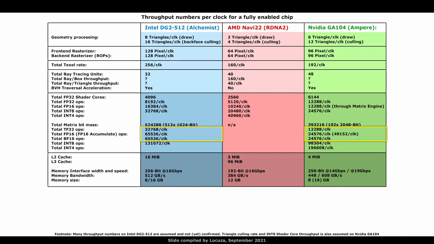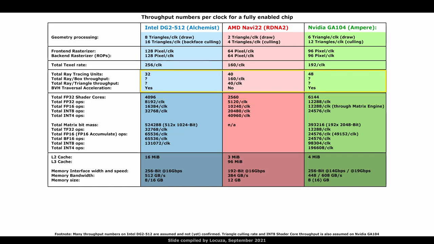It looks 2.7 times as good for matrix floating point operations if Intel uses a faster implementation with 32-bit accumulation than Nvidia. A point for the Nvidia chip is the incredible vector floating point 32-bit throughput, which is 50% higher than on the DG2 chip and 2.4 times as much as on Navi 22. In relative terms, all Ampere GPUs are FP32 throughput monsters, at least on paper.